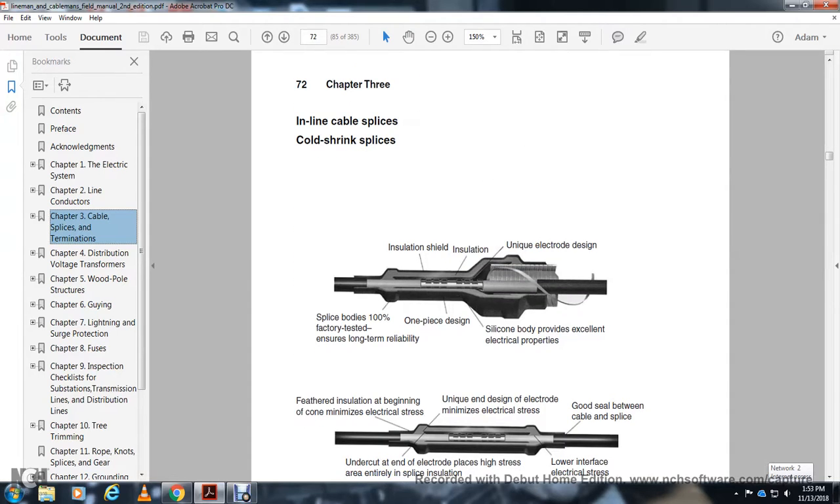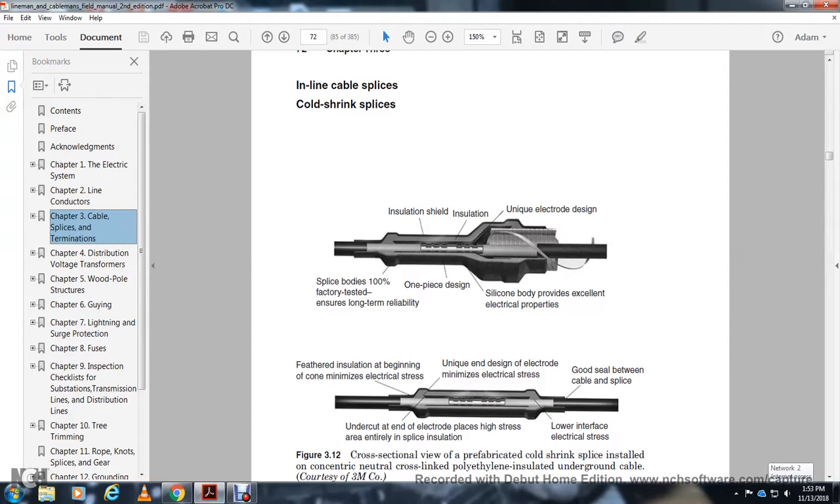Alright, inline cable splice with the cold shrink splices. Over the top, starting from the top right and going clockwise: insulation shield, insulation, unique electrode design, silicone body provided with excellent electrical properties, and a one-piece design splice body, 100% factory tested to ensure long-term reliability.